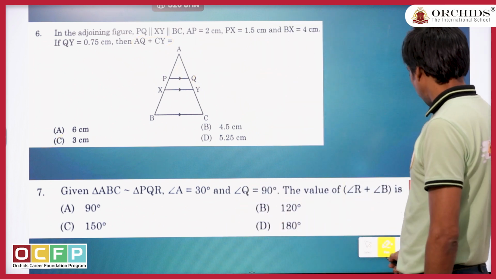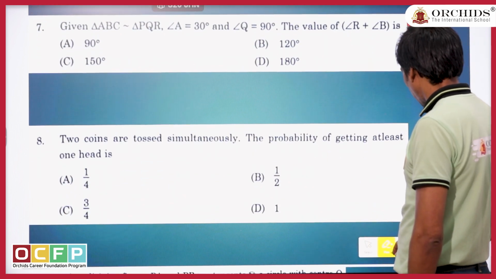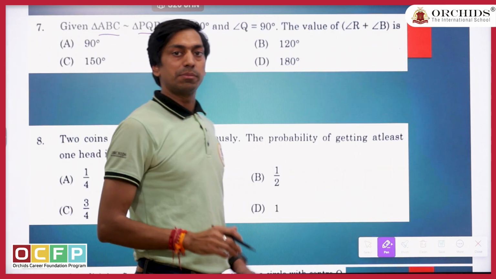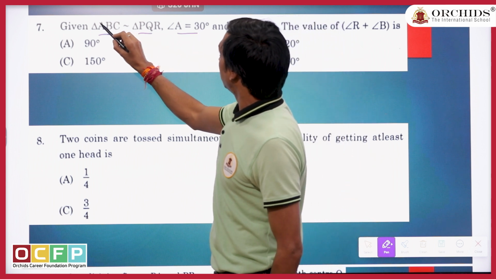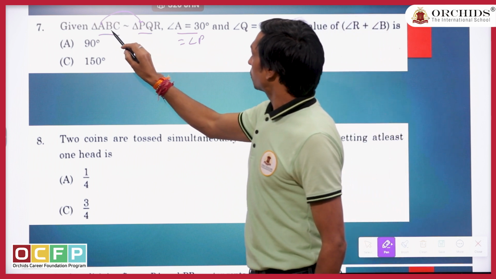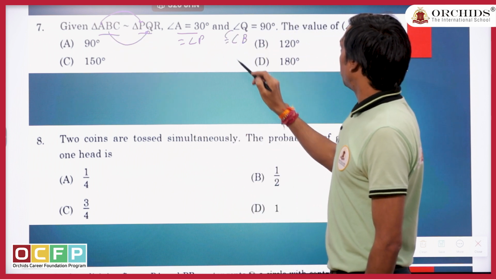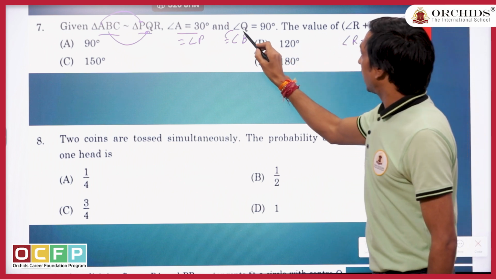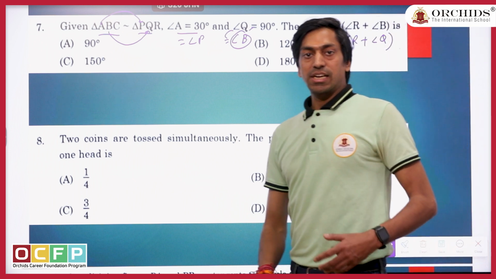Since it is an MCQ, we have to be a little smart in these kinds of problems. As we know that triangles are given similar, corresponding angles must be equal. So let's see what angles are given. If angle A is 30 degree, corresponding to this, angle P will be equal. Now angle Q is given 90 degree, and corresponding to Q, angle B is also 90 degree. Now they are asking angle R plus angle B. Since angle B is equal to angle Q, if I find angle R plus angle Q, I will get the same answer.